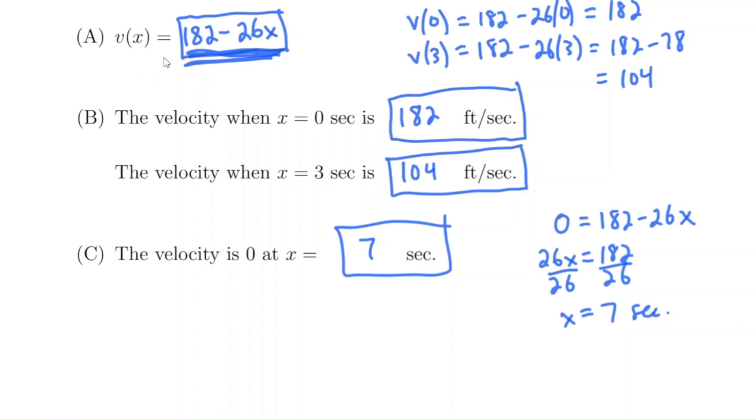So when x is 0, it's going 182 feet per second. When x is 3, it's going 104 feet per second. When x is 7, it's actually going 0 feet per second, right? The velocity is 0. It's actually stopped at that instant when x equals 7.